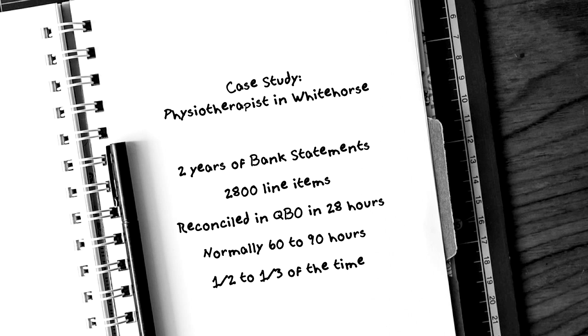So let me show you a case study. We were brought in to help out an accounting firm, and there was a physiotherapist in Whitehorse. We took 2 years of his bank statements, which roughly represented 2,800 line items, and we were able to reconcile this in QuickBooks Online in 28 hours. Now, the accounting firm said that this would normally take up to 90 hours. So if you take a look at our 28 hours, we're basically guesstimating that we can do this in a half to a third of the time.